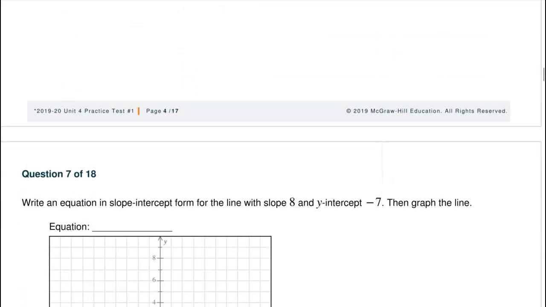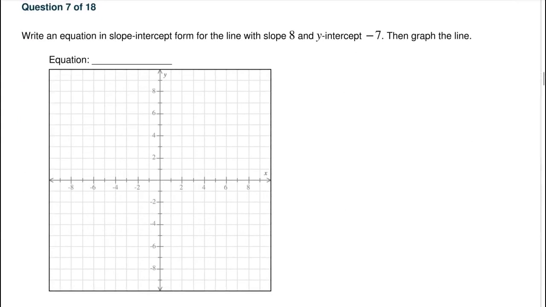Okay, we're gonna go down to number 7. Write an equation in slope-intercept form for the line with the slope is 8 and the y-intercept is -7. So that will give you two things, m equal to 8 and b equal to -7. Then graph the line.